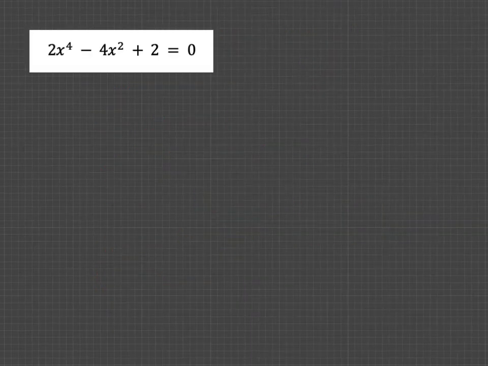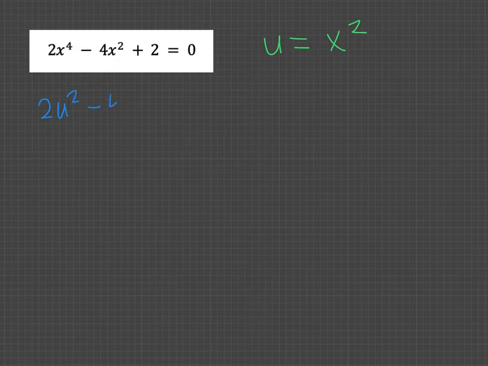Here we have another one where we've got x to the fourth, x squared, and then a constant term. Again, we're going to use a u to stand for x squared, and then rewrite without x's and use u instead. So x to the fourth is going to be u squared. Replace that x squared with u. So we have something now that's in quadratic form. It has highest degree of 2.